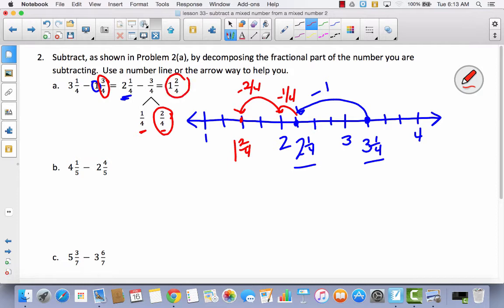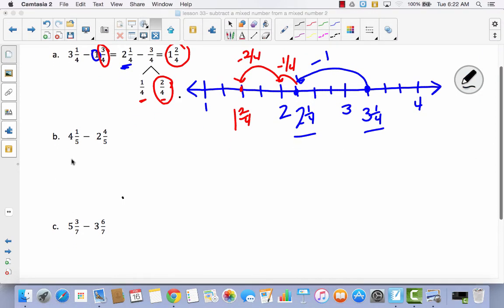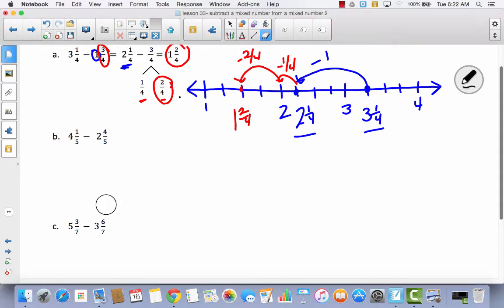So you might be saying, huh? Which is okay. Let's try one more and let's see what this does, okay? Okay, so this time we're going to do 4 and 1/5 minus 2 and 4/5. So the first thing we've got is we have to estimate how big we're going to make our number line by thinking about what's our answer going to be close to.